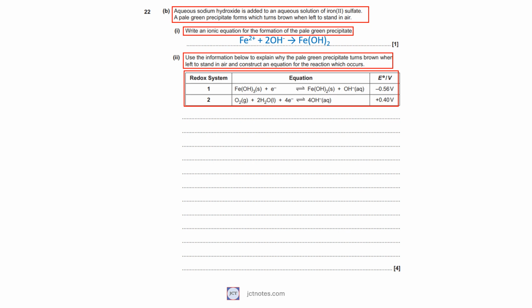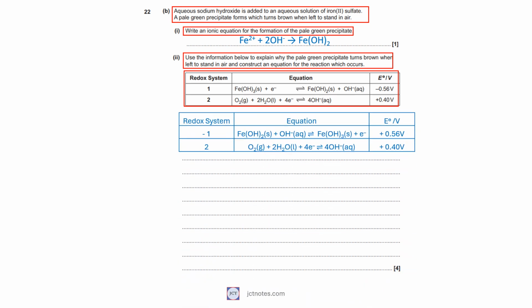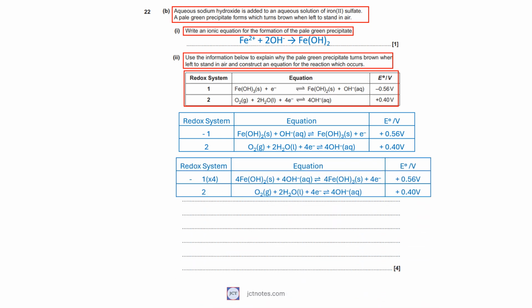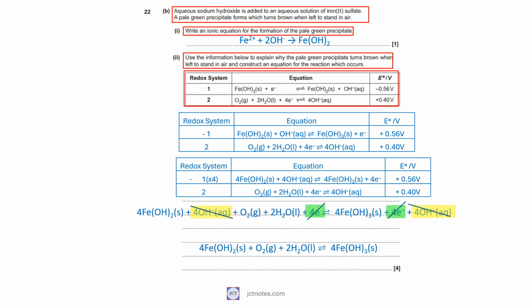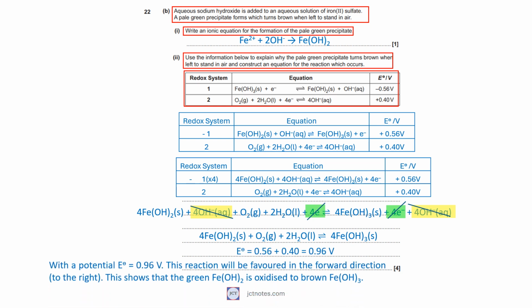If we reverse the redox system 1 and the potential, we have to have the same number of electrons in both redox equations, so we multiply the first one by 4. If we add both reactions, eliminating common terms and adding potentials, we get a potential equal to 0.96 volts. This reaction will be favored in the forward direction. This shows that the green iron(II) hydroxide is oxidized to brown iron(III) hydroxide.